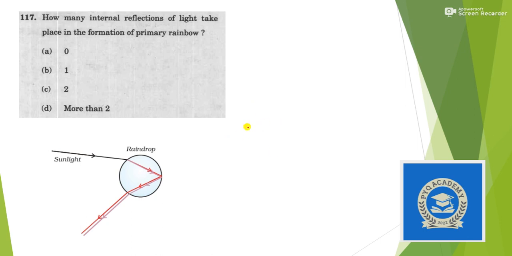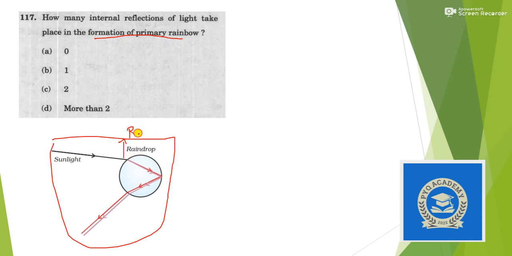How many internal reflections of light take place in the formation of a primary rainbow? I took this picture from NCERT, which shows the formation of a primary rainbow. You can see that when sunlight enters a raindrop, it first goes through refraction, then reflection, and then again refraction, and this process is known as total internal reflection.